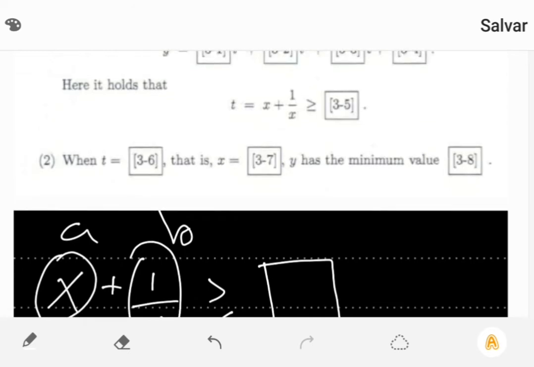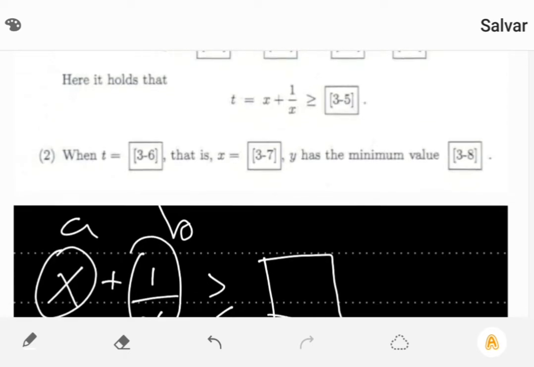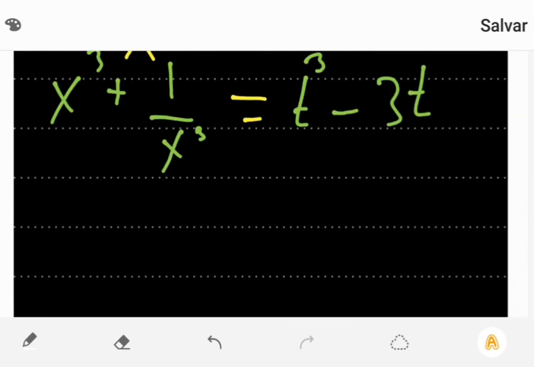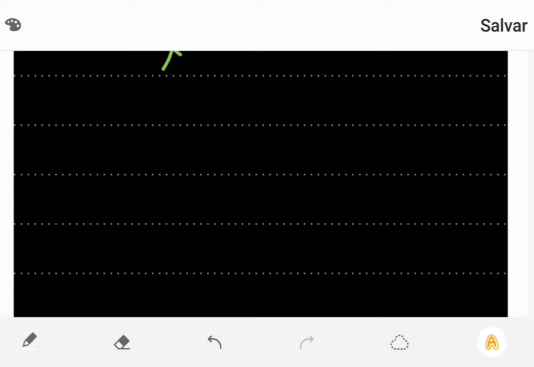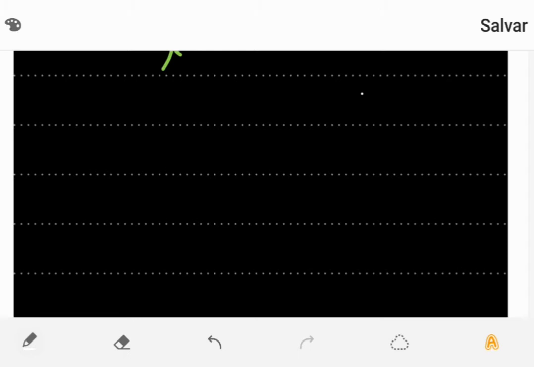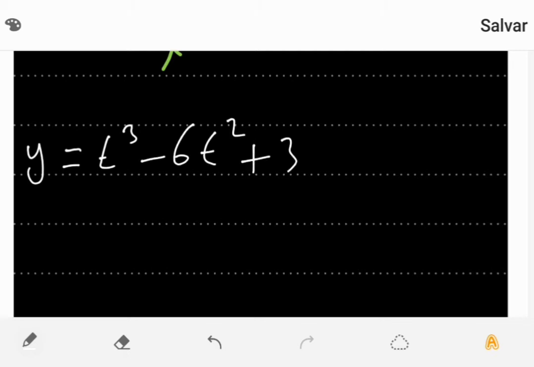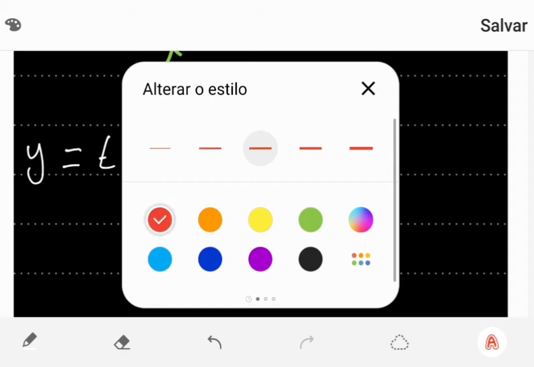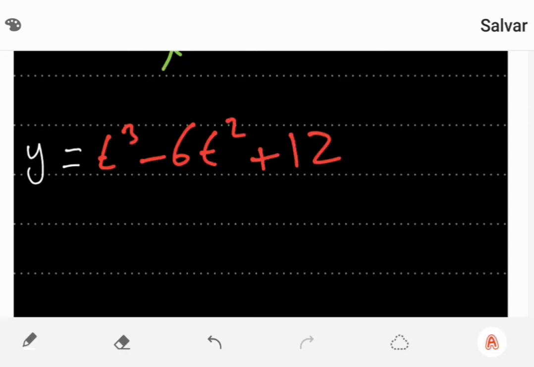Now for question 2, okay? So he wants the minimum value. So remember the function that we did find for y. So we said that y is equal to t cubed minus 6t squared plus, wait, actually no, plus 12. Okay, so this was our formula, right? It was in red, I just deleted it, right?